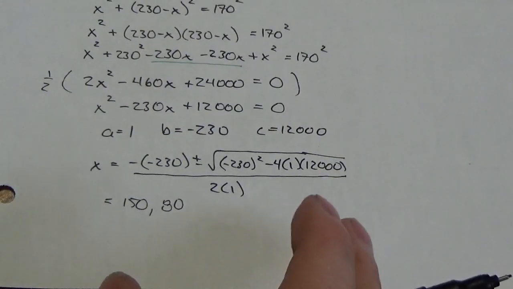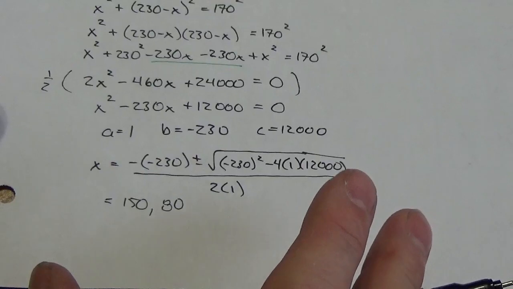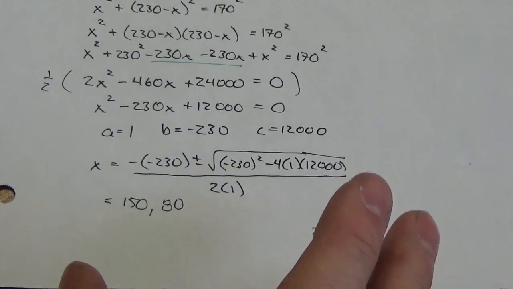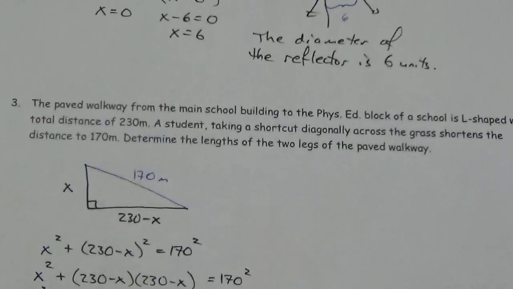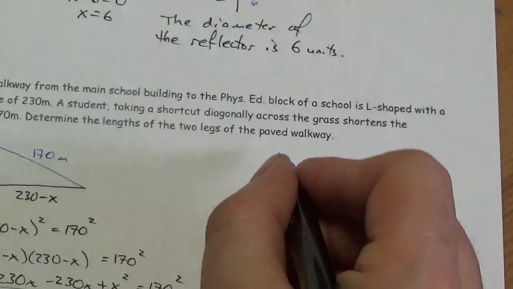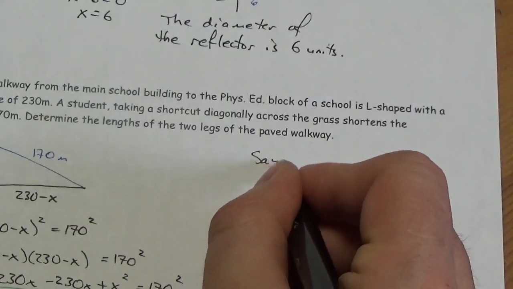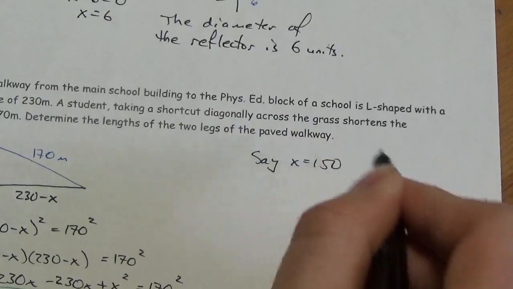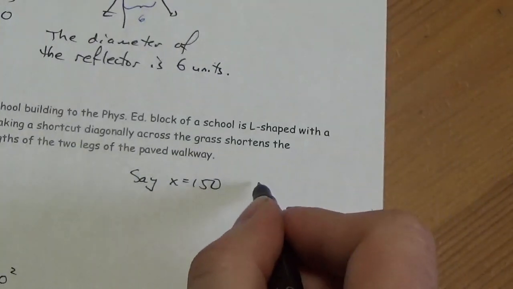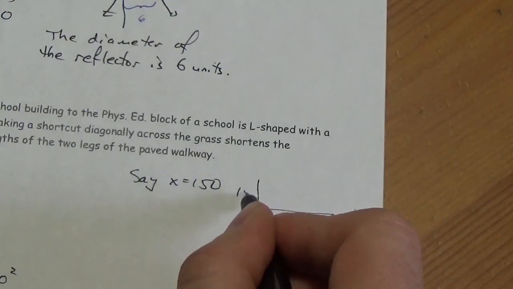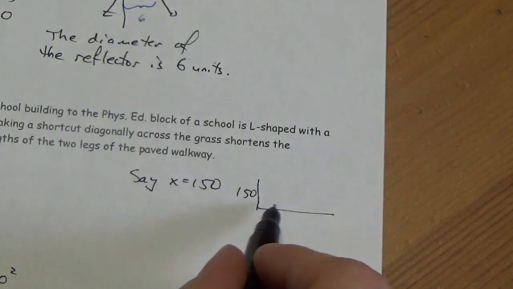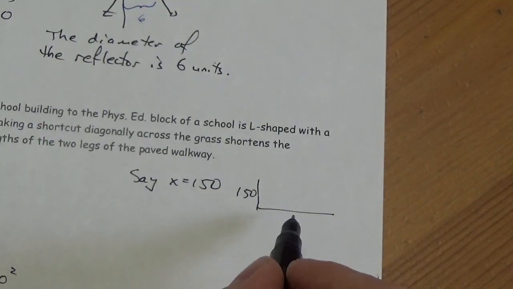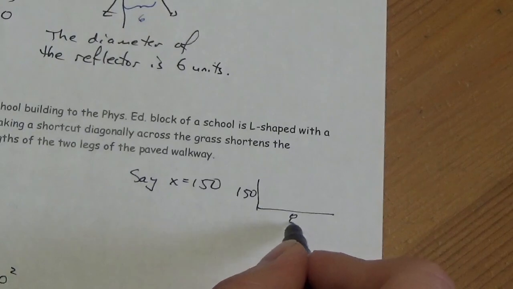Well, let's take a look at what happens here. Because the question said I want to determine the lengths of the 2 legs of the paved sidewalk. Well, let's just say x is equal to 150. Then the 2 sides of my sidewalk become 150, and then down here was going to be 230 minus 150. Well, that's going to be 80.